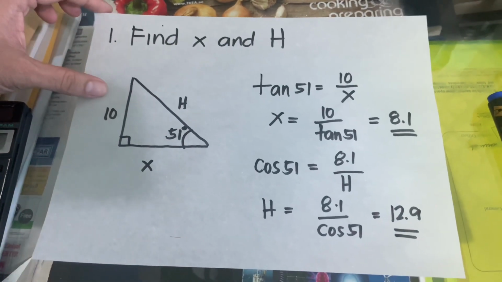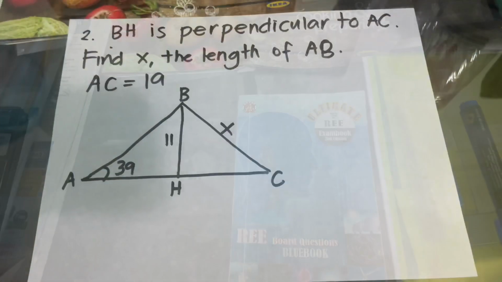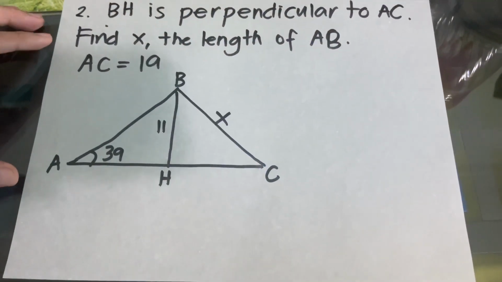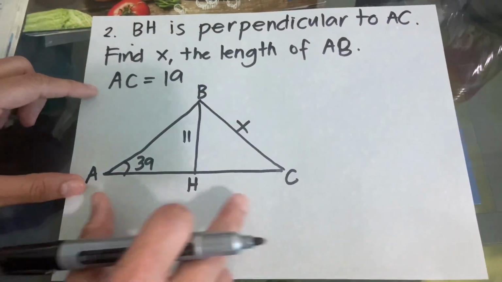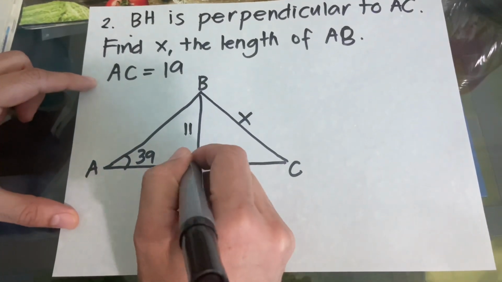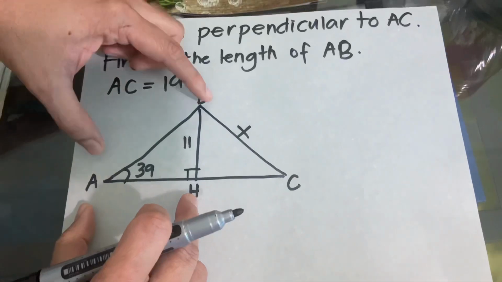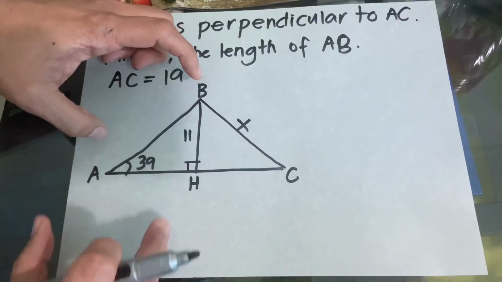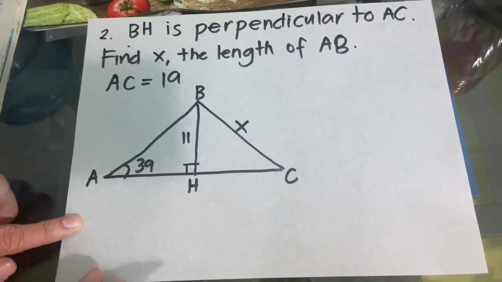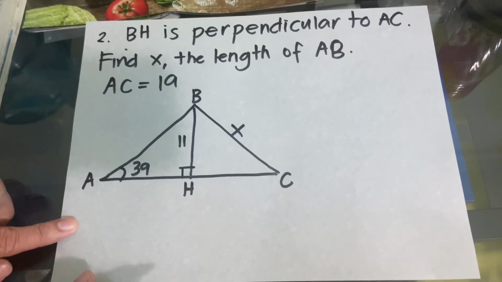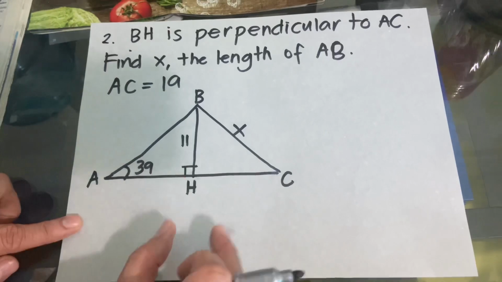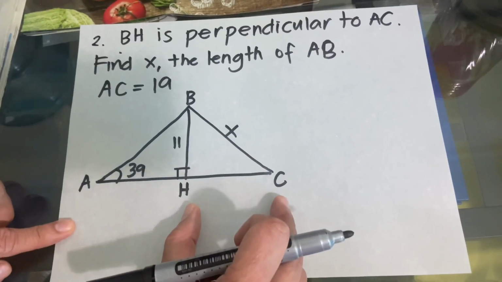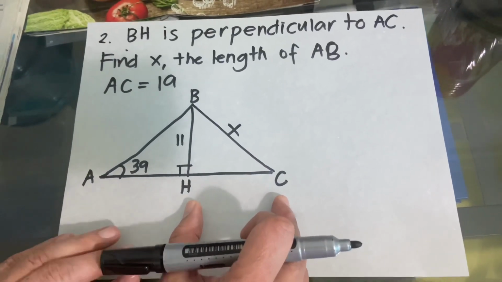So let's go to the next item. Okay, so the next number here is a triangle, and it says BH is perpendicular to AC. That means this is a right triangle here. If you consider this triangle ABH, it's a right triangle. The length of AC is 19. To get the value of x, we should first get the value of HC. How can we do that?